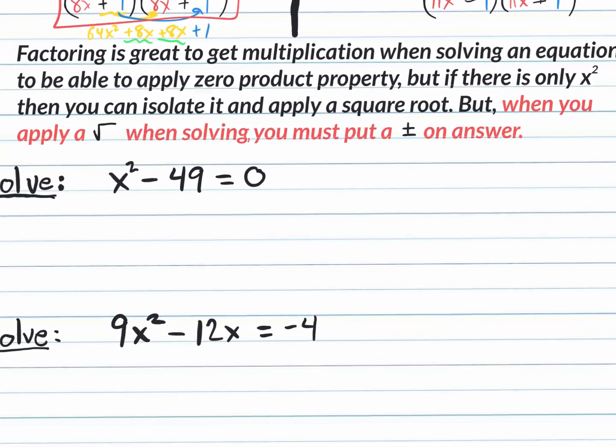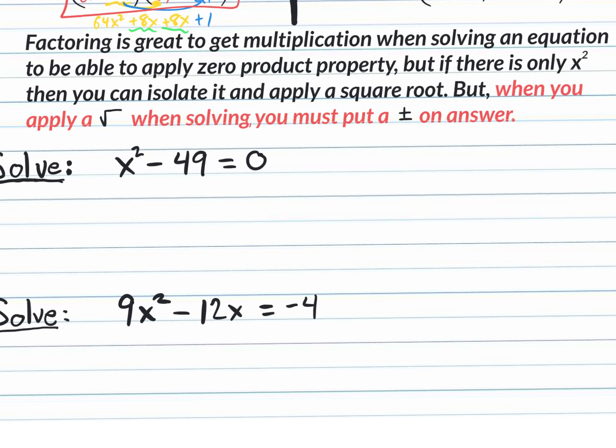And you don't have to copy this down, but you could just pay attention. It says, factoring is great to get multiplication when solving an equation, to be able to apply the zero product property. But if there's only 1x squared, then you can isolate it and apply a square root. But when you apply a square root when solving, you must put a plus or minus on your answer.